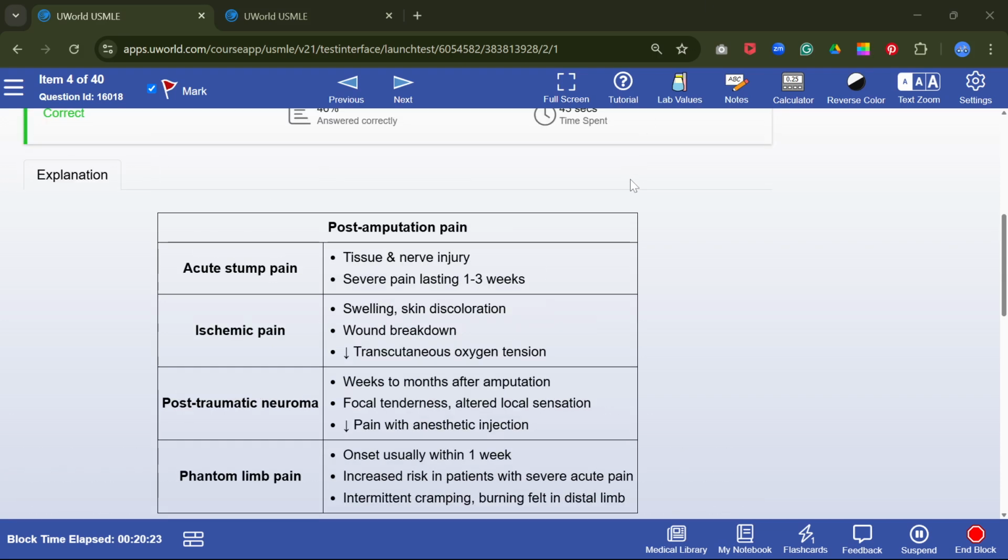Now I would like to discuss post amputation pain. Very high yield topic. In post amputation pain, there is acute stump pain, there is ischemic pain, there is post traumatic neuroma, and there is phantom limb pain.